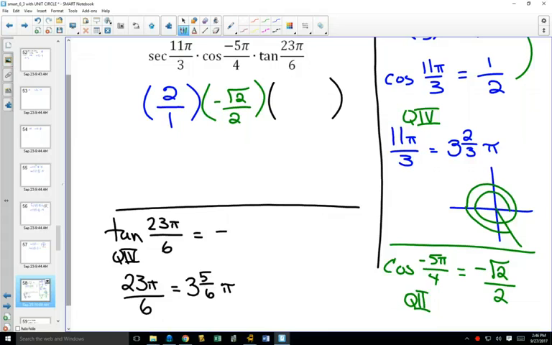And what is tan of the pi over 6 family? Tan is negative in quadrant 4. And what's tan of the pi over 6 family? Square root 3 over 3. Yes?